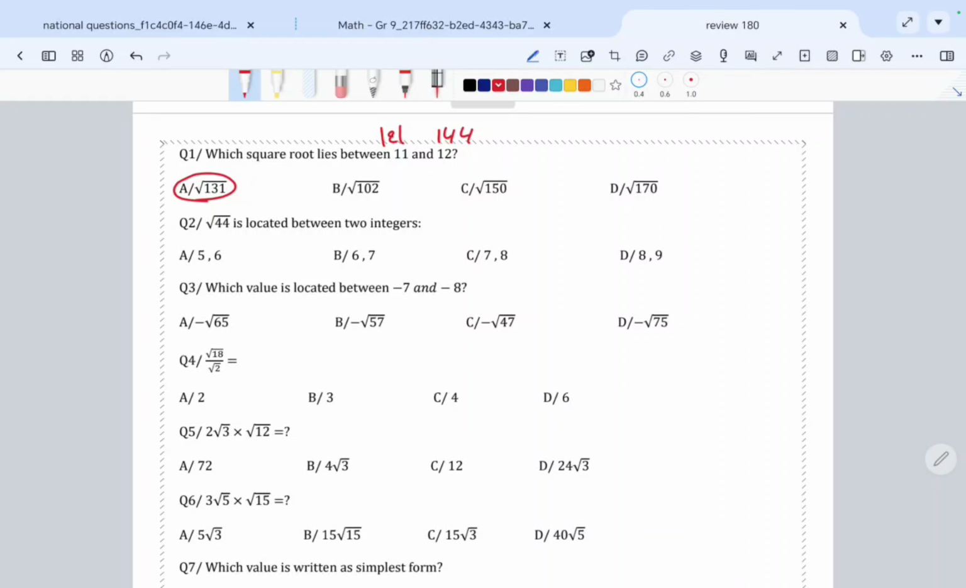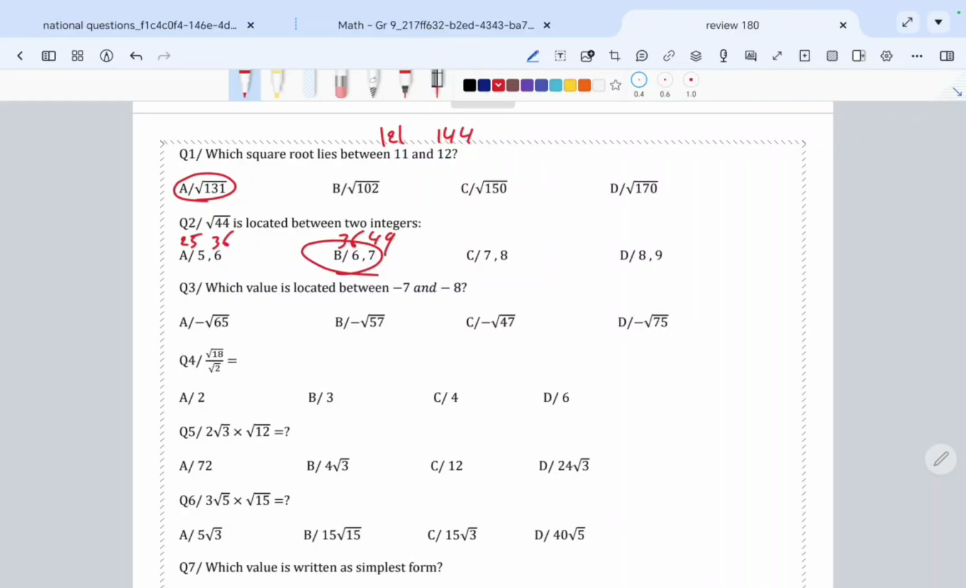The square root of 44 is located between two integers. Let's see, 5 times 5 is 25, 6 times 6 is 36. Is 44 between 25 and 36? No. Let's see B. 6 times 6 is 36, 7 times 7 is 49. Is 44 between 36 and 49? Yes. So B is the correct answer.